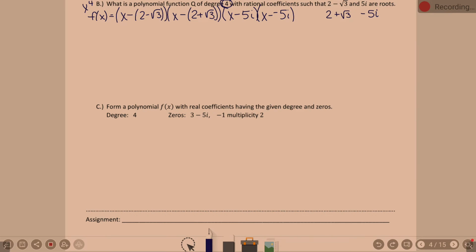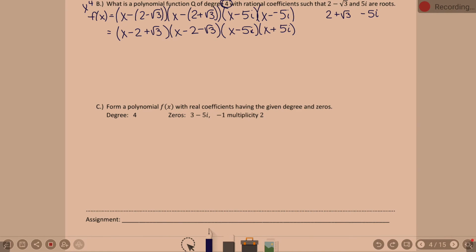Before I start multiplying anything out, I want to clean this up. The x minus the 2 minus square root of 3, distribute the minus, so it's x minus 2 plus square root of 3. Do the same thing with the other one: x minus a quantity, so x minus 2 minus square root of 3. We have x minus 5i, and we have x plus 5i.